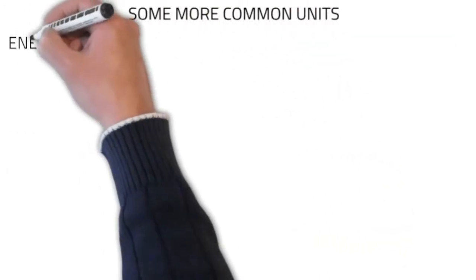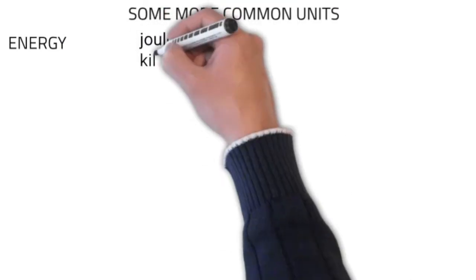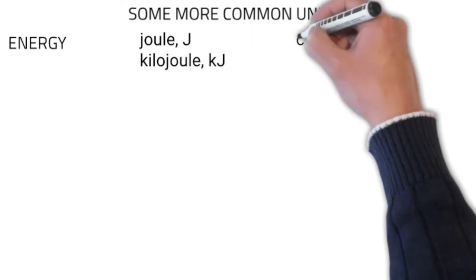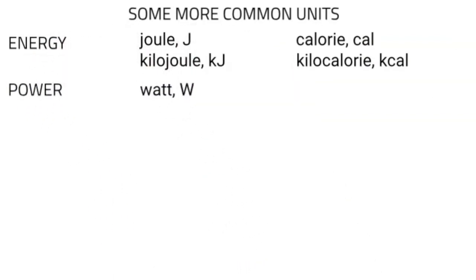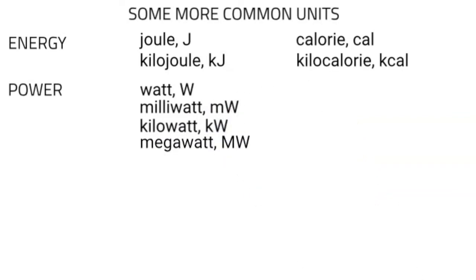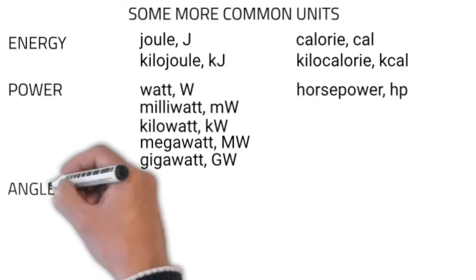There are some more common units, and we're getting towards the end here, folks. We have for energy, the joule and the kilojoule in the metric system, and we have the calorie and the kilocalorie in the imperial system. For power, in the metric system, we use the watt, the milliwatt, the kilowatt, the megawatt, and the gigawatt. In the imperial system, we have the horsepower. For angle, for both of these measurement systems, we have both degrees and radians.